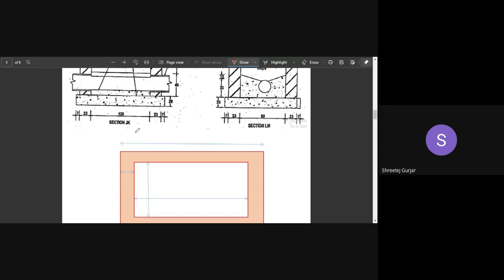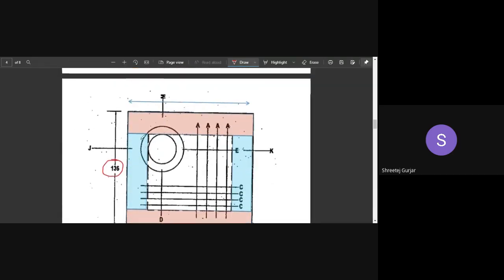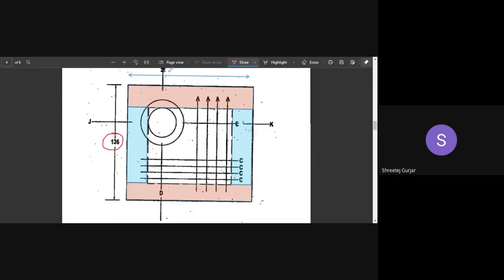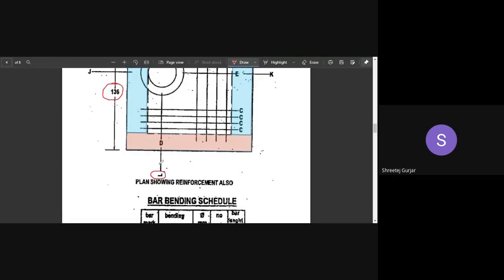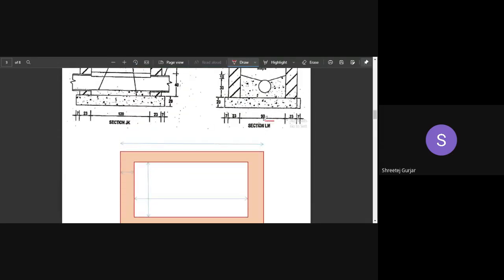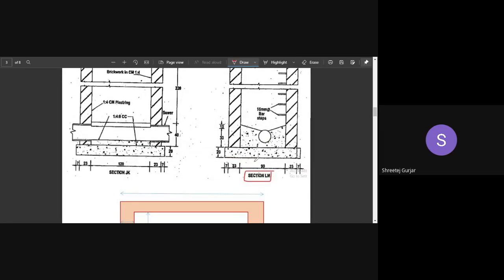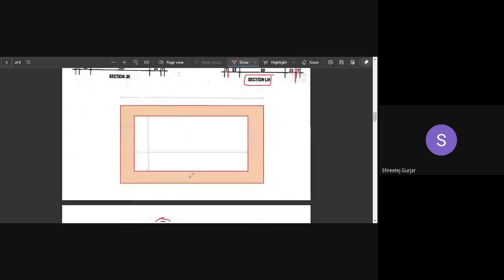So 1.136. So how is this 136? This section is what? You can observe it is the LM section. So let us look into the LM section. This is our LM section. So how have they got 136? 136 is 90 plus 23 plus 23. Right. So this is your 136, which they have written as 90 plus 23 plus 23.